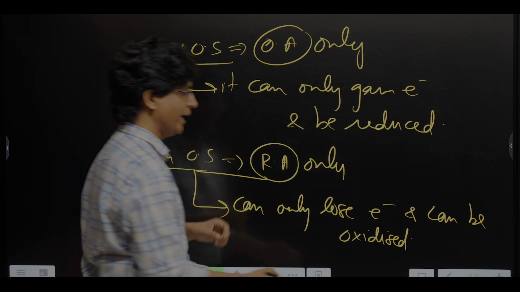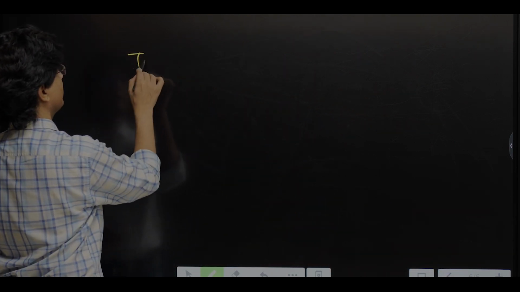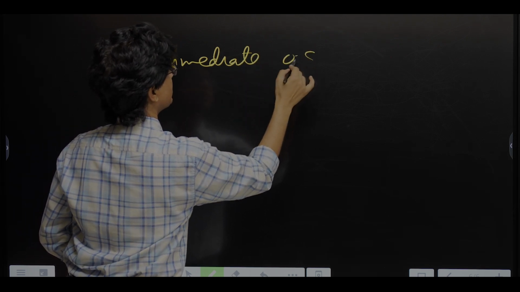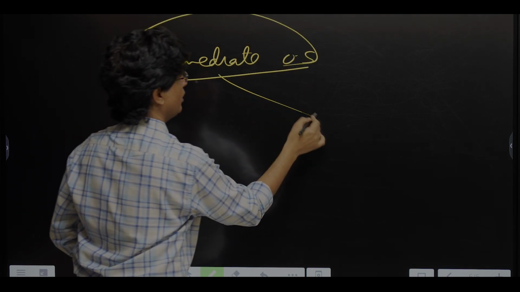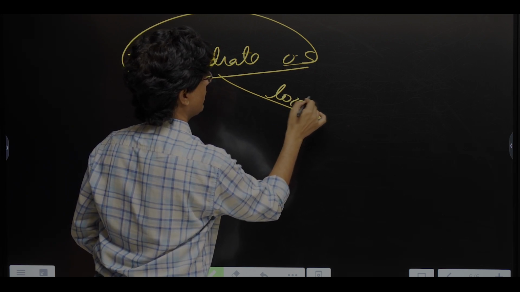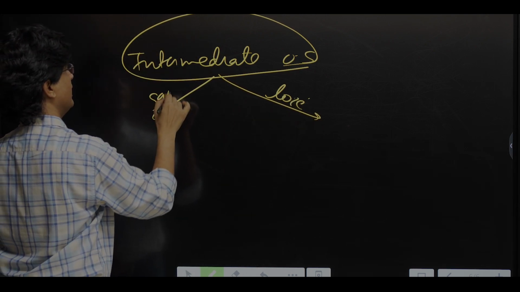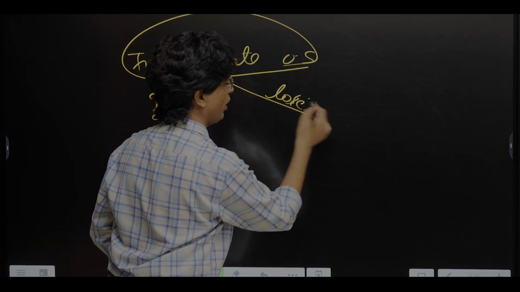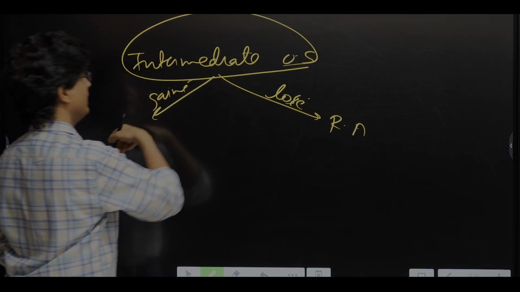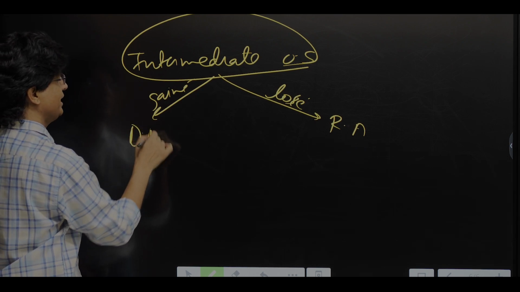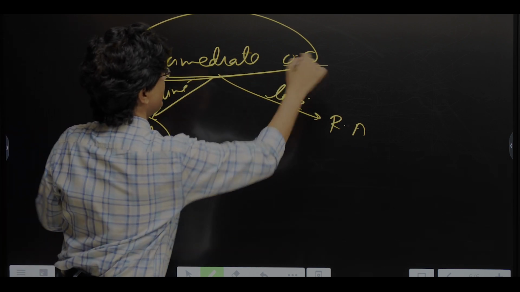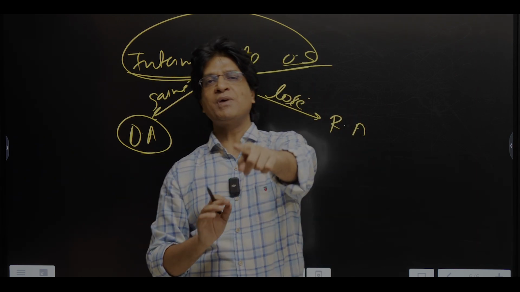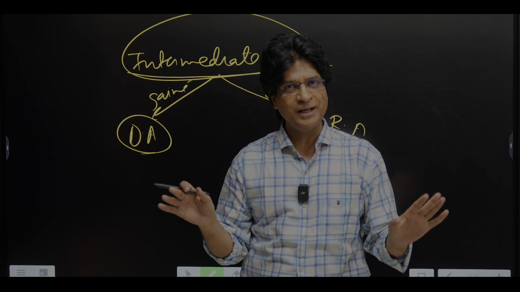Okay? Now, intermediate oxidation states, they can lose electrons and they can gain electrons. If they are losing electrons, they are acting as what? Reducing agent. If they are gaining electrons, they will be acting as the oxidizing agent. That means intermediate oxidation states can act both as a reducing agent as well as an oxidizing agent. Is that completely clear now?